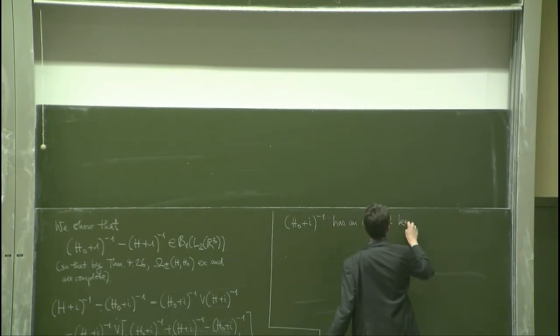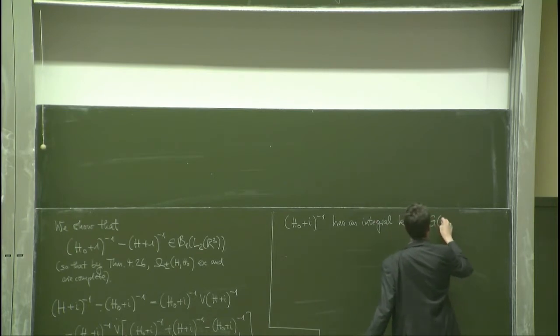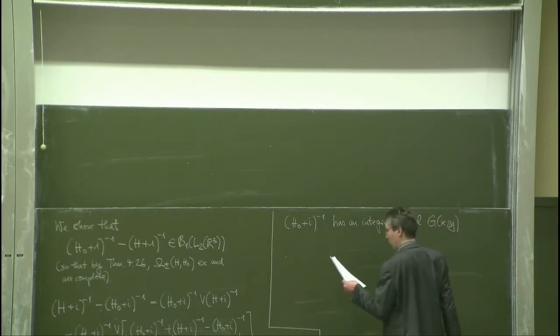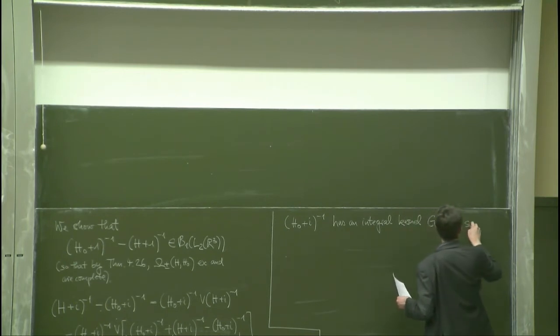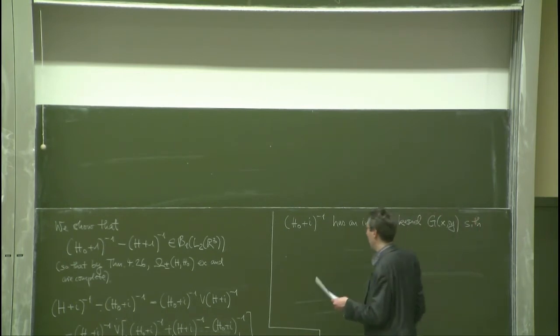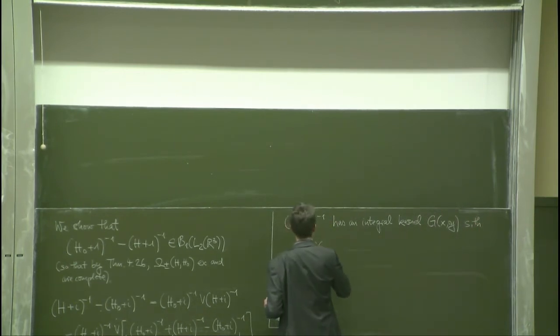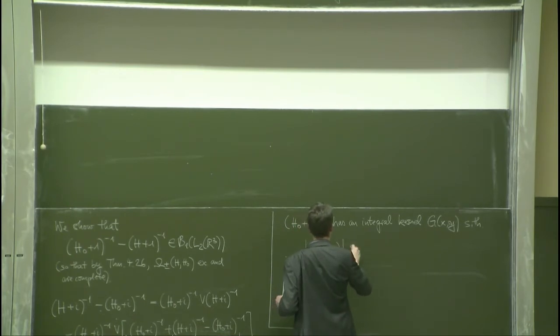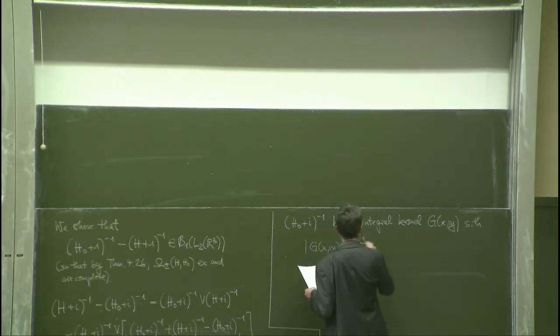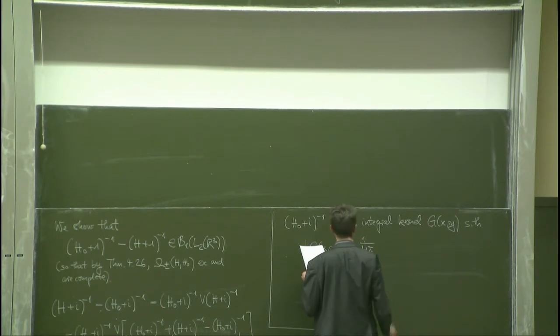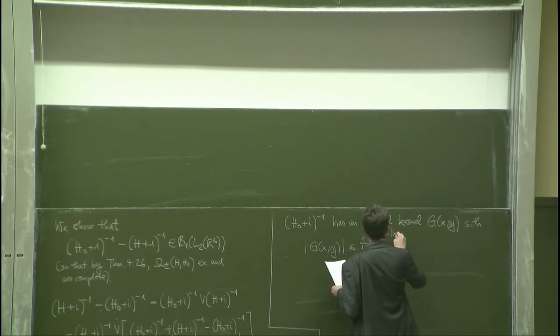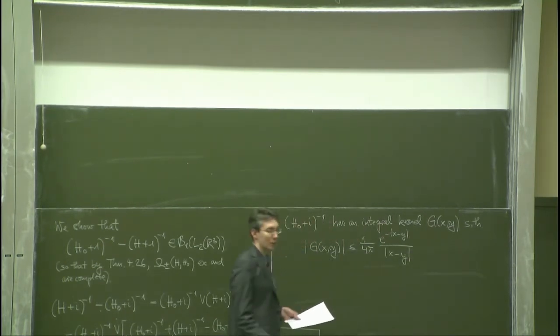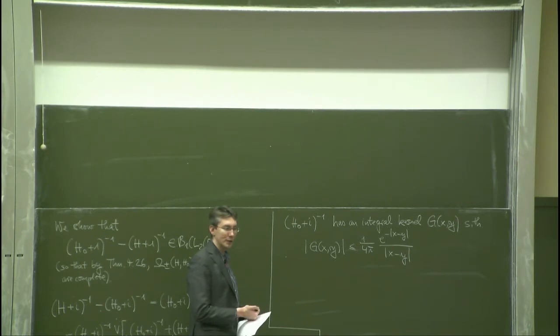Let's say G(x,y), such that we have the estimate that G(x,y) is bounded by 1 over 4 pi, exponential of minus absolute value of x minus y, over absolute value of x minus y. This follows from Reed and Simon, volume 2. This is standard.